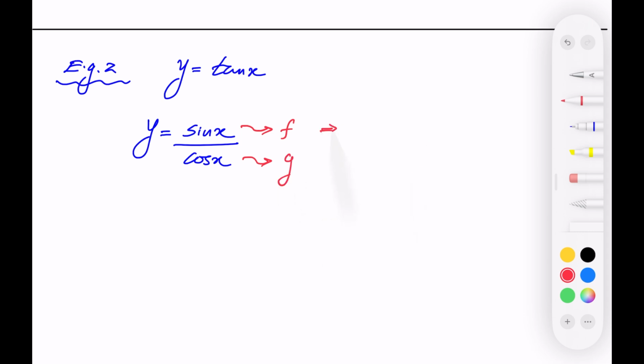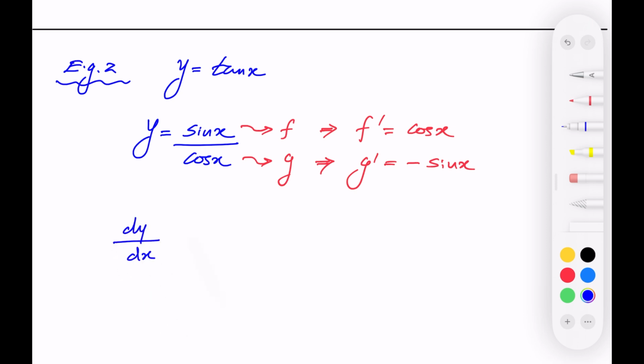Then f prime should be equal to the derivative of sine x. Using the first principles, we proved that the derivative of sine x is equal to cosine x. And then I need g prime, the derivative of cosine x. Using the first principles, we proved that the derivative of cosine x is equal to negative sine x. Now we can write down dy by dx. Dy by dx, here's the generic equation, g times f prime minus g prime f. All of that's divided by g squared.